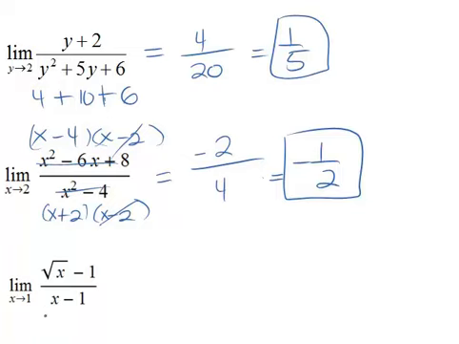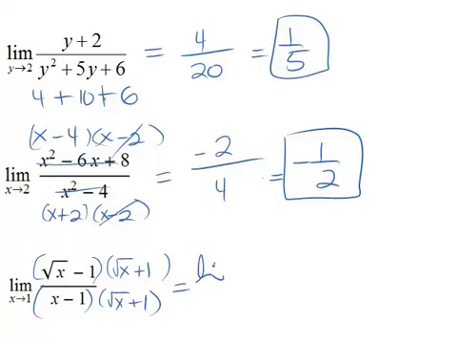Now looking at this third one, I can't directly evaluate because I would be dividing by 0 and nothing factors, but whenever I see something involving a radical, I think of multiplying numerator and denominator by the conjugate, because that will give me an equivalent expression that maybe I can directly evaluate.